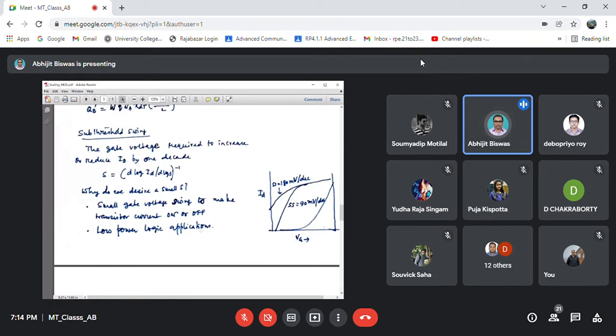Therefore, we prefer devices with a lower value of subthreshold swing. So for low power applications, particularly, a lower value of subthreshold swing is preferred. But we cannot go beyond this ideal value, that is 60 millivolt per decade. In the case of short channel devices, we usually observe a higher value of subthreshold swing.